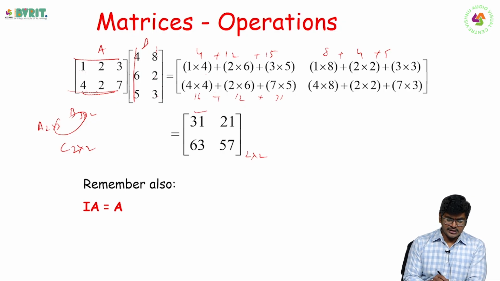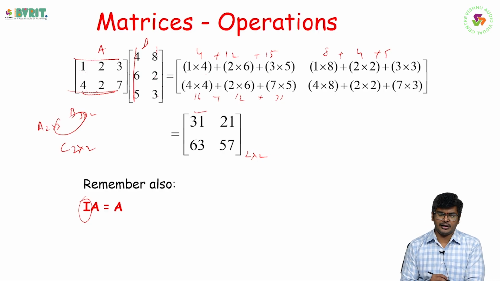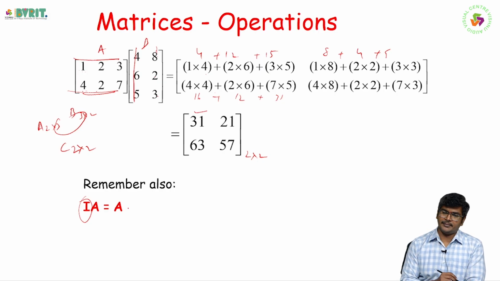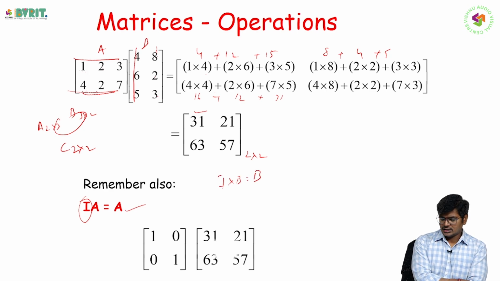And remember, I is the identity matrix. Any identity matrix multiplied with any matrix gives the same matrix. I into B gives B. What is the answer? 1 0 0. This is called the identity matrix. This is another matrix B.